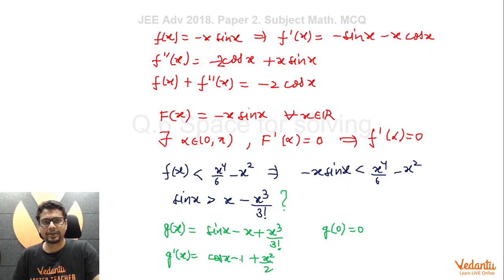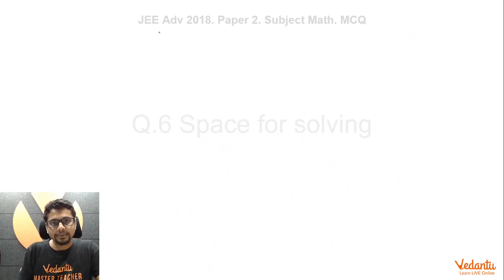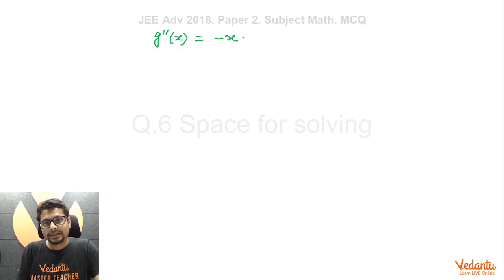We can't comment for sure as such. So let's go for one more differentiation. However, before doing that, let's note that g prime 0 is 0 again. Now what about g double prime 0? Oh, my bad, g double prime x. It's minus sine x plus x.